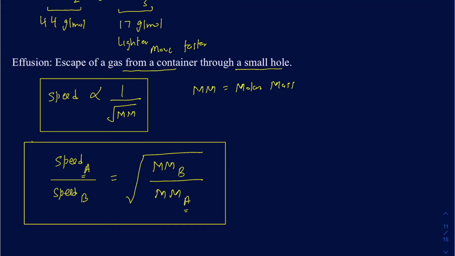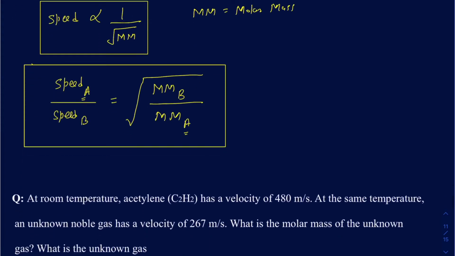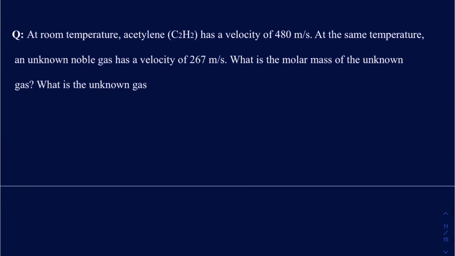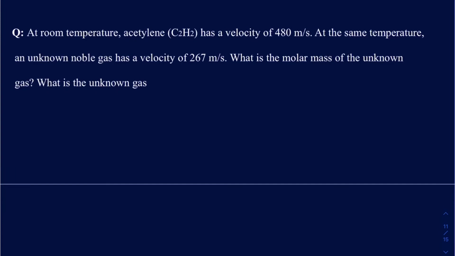Okay, so let's actually look at this problem here. It says at room temperature, acetylene, C2H2, has a velocity of 480 meters per second. At the same temperature, an unknown noble gas has a velocity of 267 meters per second. We've got to figure out what the molar mass is going to be for this unknown gas.